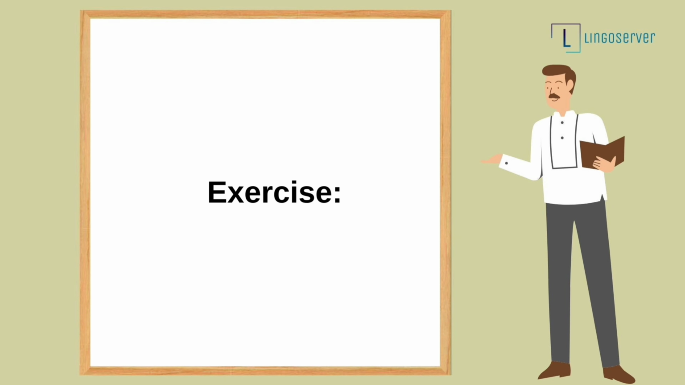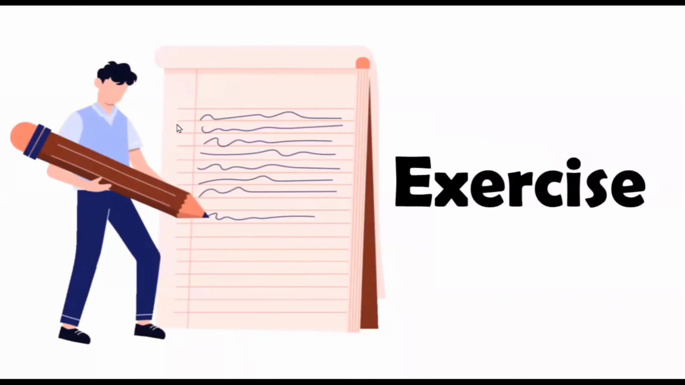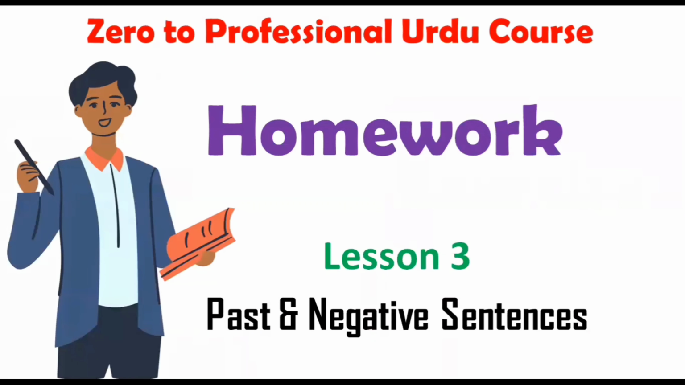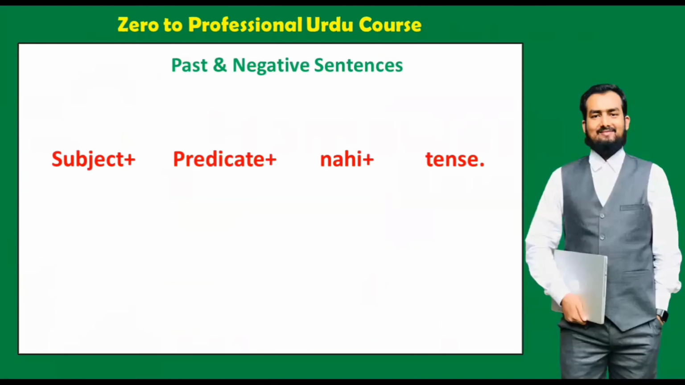Now we are going to match the exercise of the past lesson. If you did not do the homework yet, please do it so that you can check your progress. Okay guys, so we are going to do the exercise and I'm sure that you have done the homework. The homework is related to lesson number 3, and in lesson number 3 we talked about past and negative sentences. Okay guys, let's do the homework.